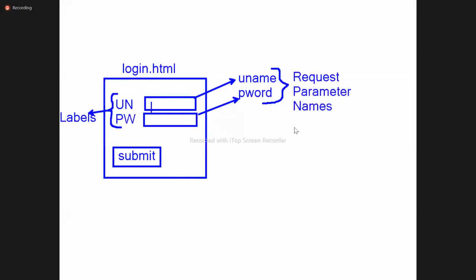Here we'll write something, ABC, and something else, XYZ. Suppose here we write ABC, and here we write XYZ. These two are called request parameter values.